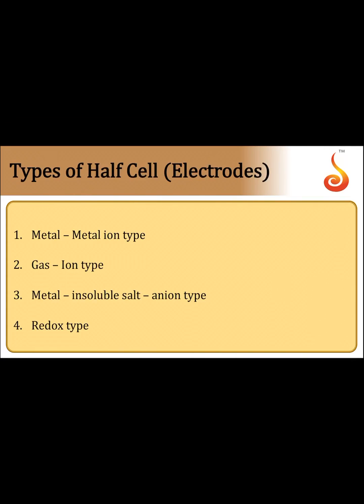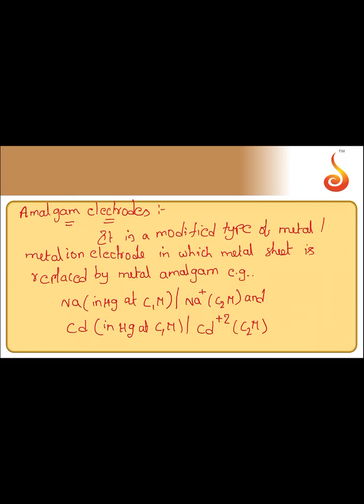Types of half cells or electrodes. There are 4 types of electrodes: metal ion type, gas ion type, metal insoluble salt anion type, and the fourth one is redox type. Here one more electrode I want to give, which is a modified form of the metal ion type, that is amalgam electrodes.